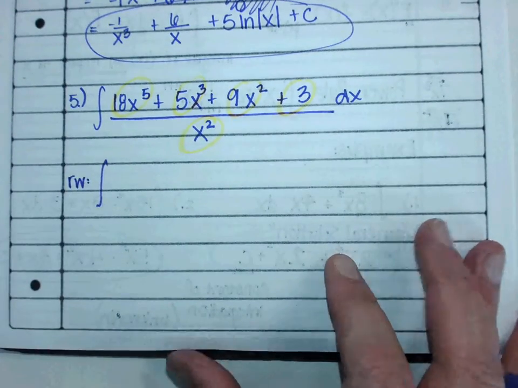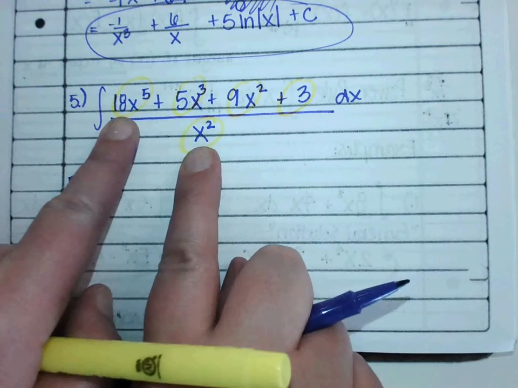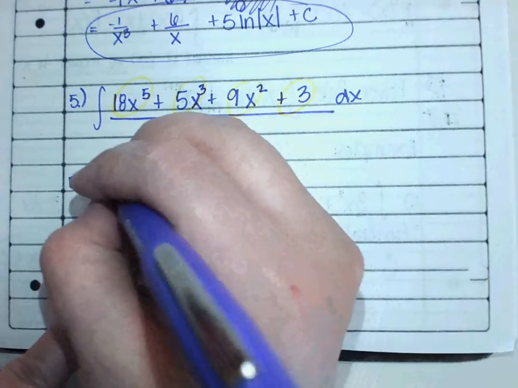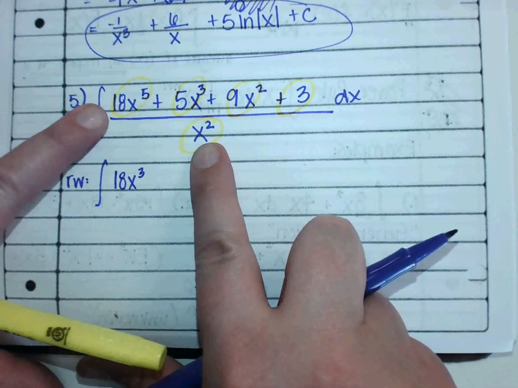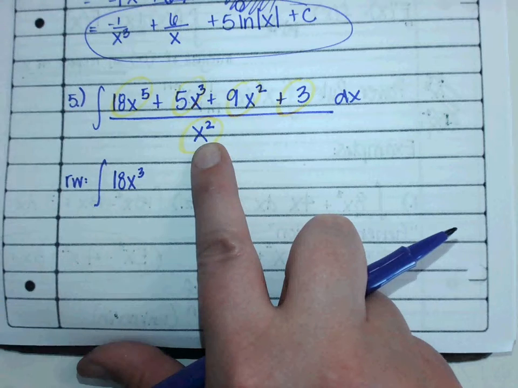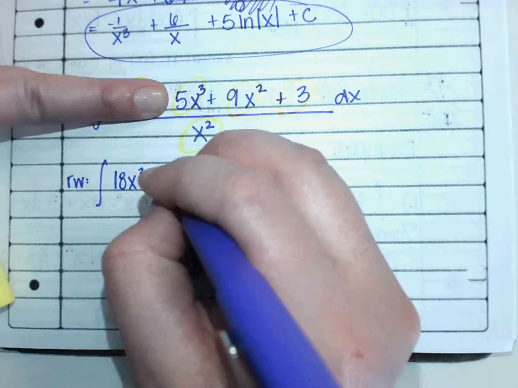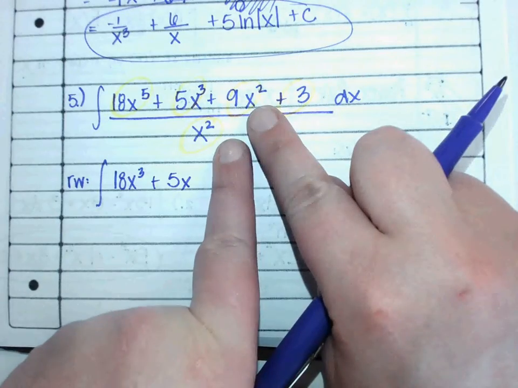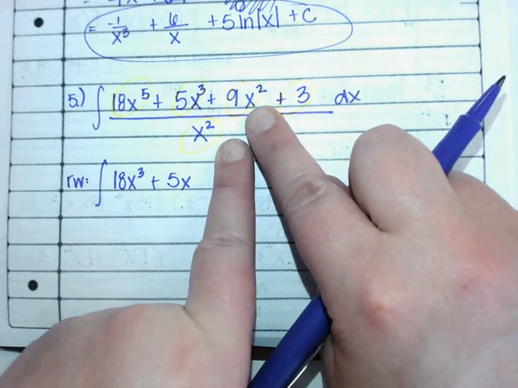What is 18x to the 5 divided by x squared? 18x cubed. Very good. Does that make sense why? You're just canceling out the extra x's. So if I had 5 x's on top, 2 on bottom, that's really an x cubed. Okay, next term. I had a 5x cubed, but I'm dividing by an x squared. What's left over? 5x. Okay, next term. I had a 9x squared. I'm dividing by x squared. What would be remaining after I reduce? Just a 9.